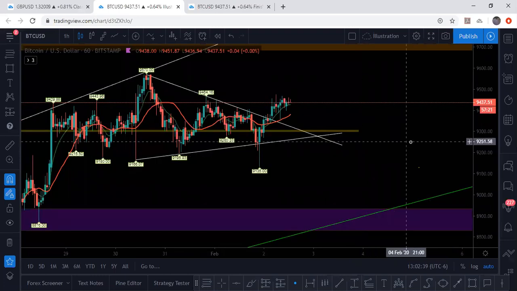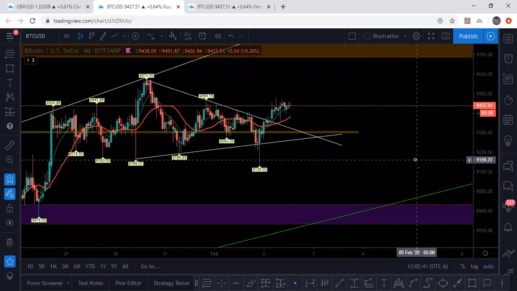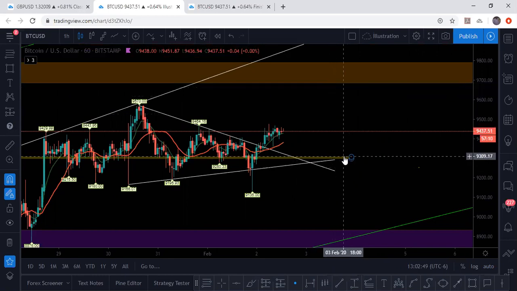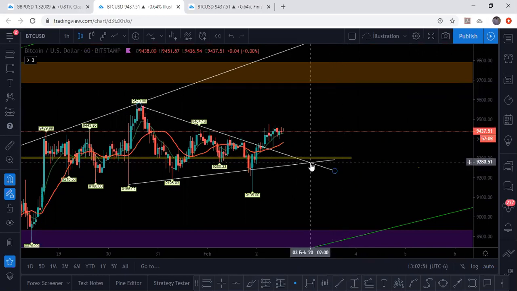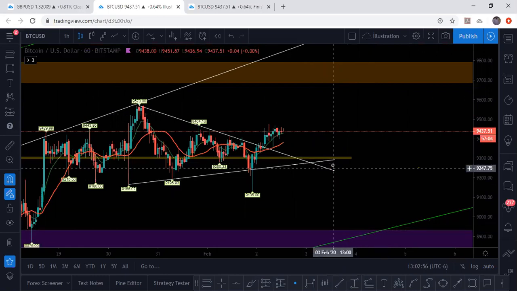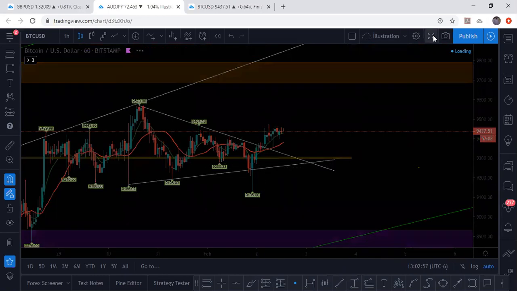Okay. Let's go to Bitcoin. For Bitcoin, two things I'm looking at. One, that this uptrend continues up until here. So I'm targeting around 9,600, 9,700. If this line here is broken and this gets broken here, then I'm targeting coming back to around $9,000, about 500.